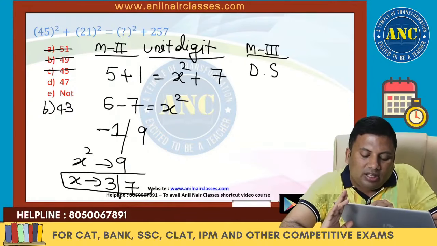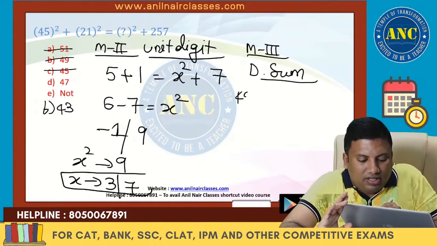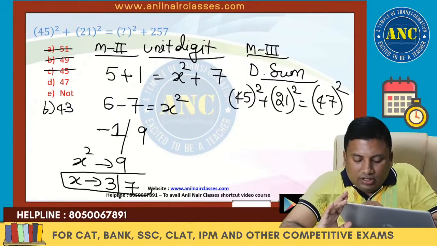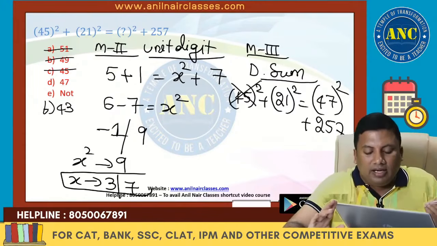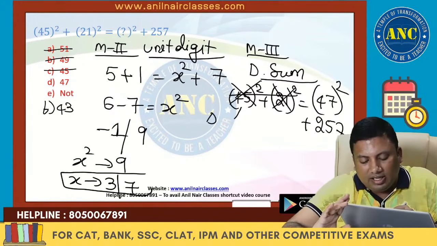Multiple concepts are there. What I said at the beginning, don't forget it, sir. So 45 square plus 21 square equivalent to, if I take 47 square plus 257. Now see here, this is divisible by 9. Left hand side digital sum is 9. Right hand side digital sum should be 9.